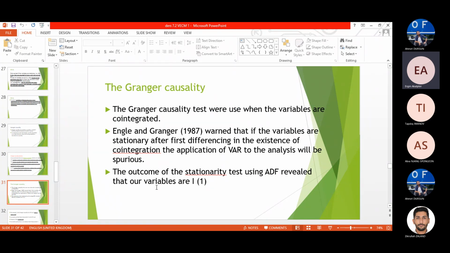Engle and Granger, 1987, warned that if the variables are stationary after first differencing in the existence of cointegration, the application of VAR to the analysis will be spurious. The outcome of the stationarity test using ADF revealed that our variables are I(1).